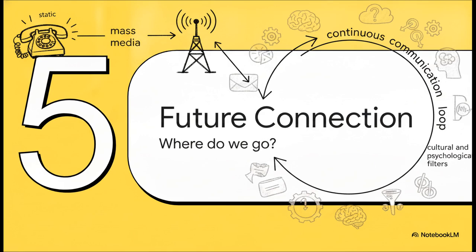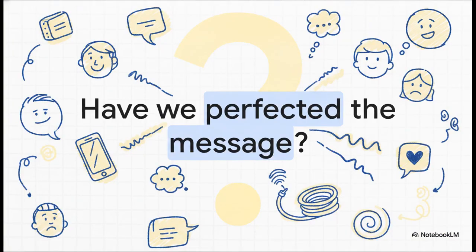And that brings us to our final section, Section 5, the future of connection, and where do we go from here? Looking back at the ground we've covered, we've traced an incredible arc. We went from mechanical engineers trying to clear static off telephone wires, to realizing communication is a continuous loop, to finally recognizing the deep psychological filters of the human mind. Today, our smartphones and fiber optic cables mean physical noise is largely a thing of the past.